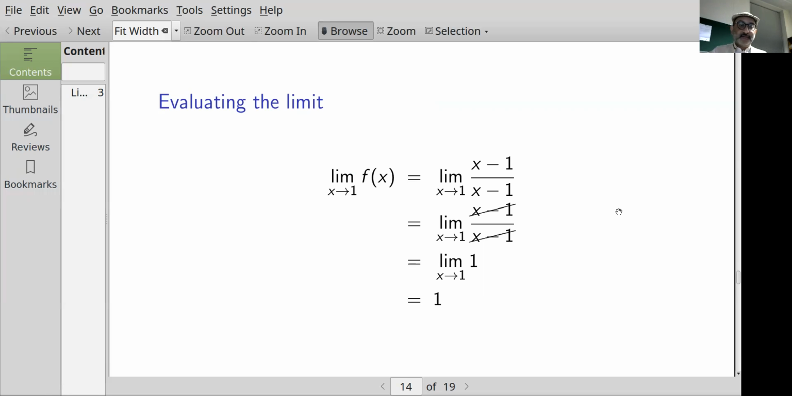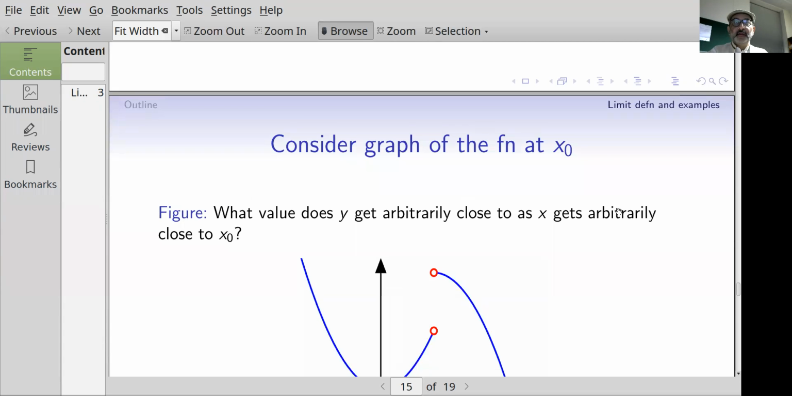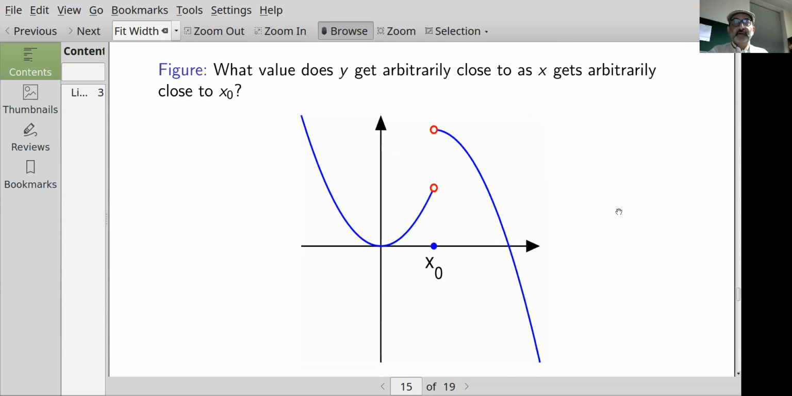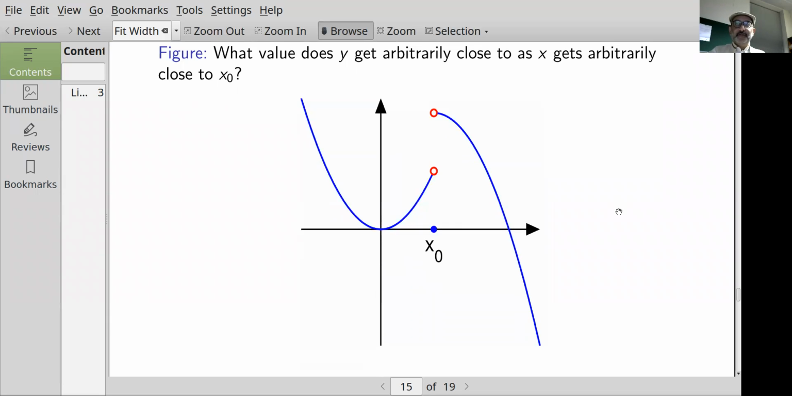Okay, so that's the limit. The limit is 1. And notice that the function isn't even defined at x is equal to 1. Okay, let's take a look at a graph here.